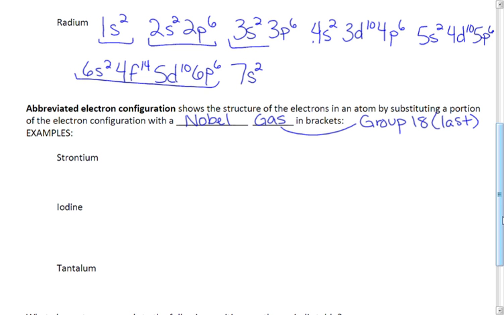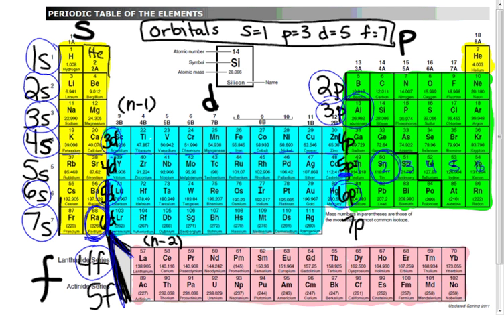So we want to get closest to this element without going past that element on the table. For example, when we look up strontium, it's going to be number 38. It's over here. So we're looking for our noble gases, something in this column over here on the right-hand side, and we want the noble gas that's closest to number 38 without going above that number.